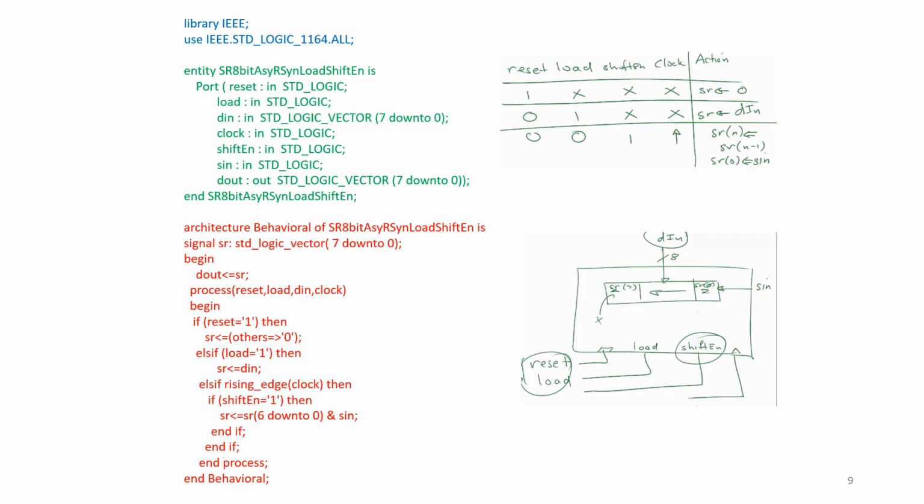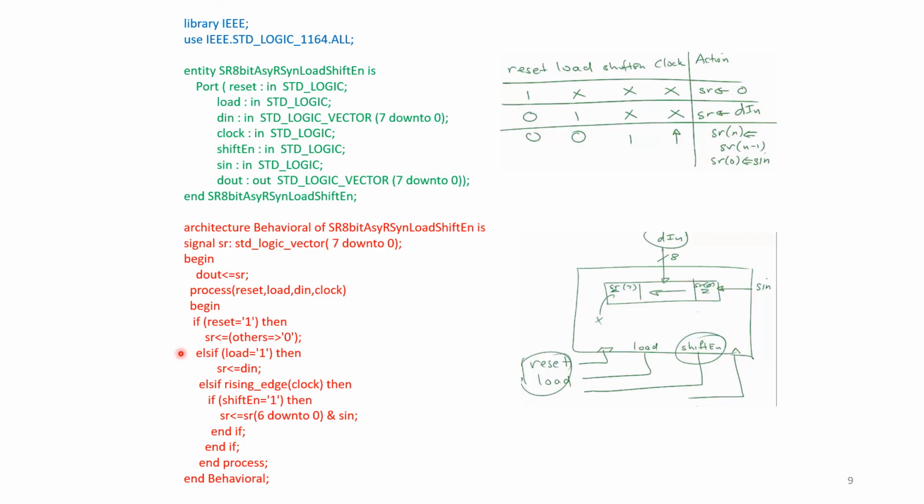So this is our whole VHDL code right now. This is our library part, which you are already familiar with. This is our entity part, I think you already know that. And this is our architecture part. In the architecture, we started with signal declaration. Our signal is SR, and after begin we are connecting, and within the process we have reset, load, data in, and clock. Our architecture is dependent on all of these things, so that's why we put all of them in the sensitivity list.